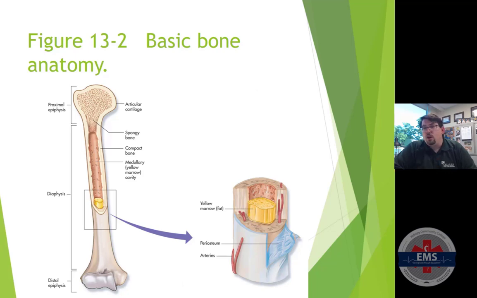When we put in an IO, we're looking to get in through that compact bone into the spongy bone and into the medullary canal, where we can actually aspirate and hopefully pick up some of that marrow to let us know we're in the right location.